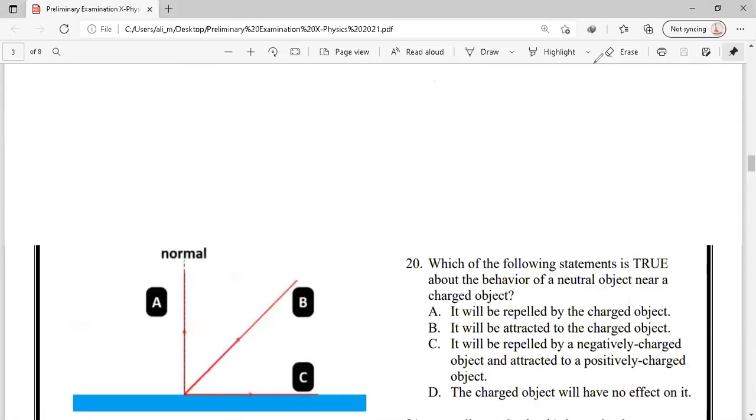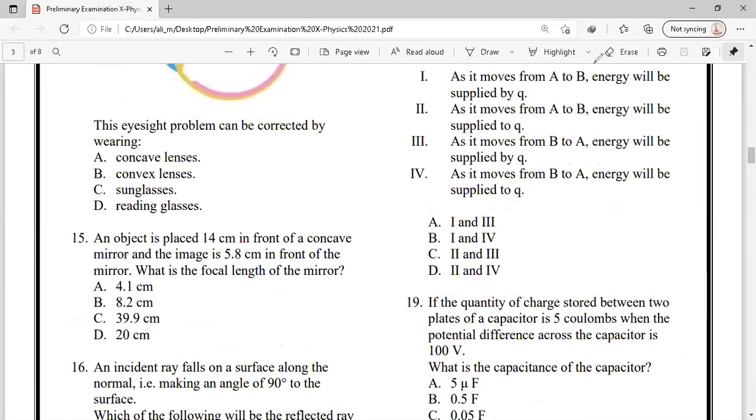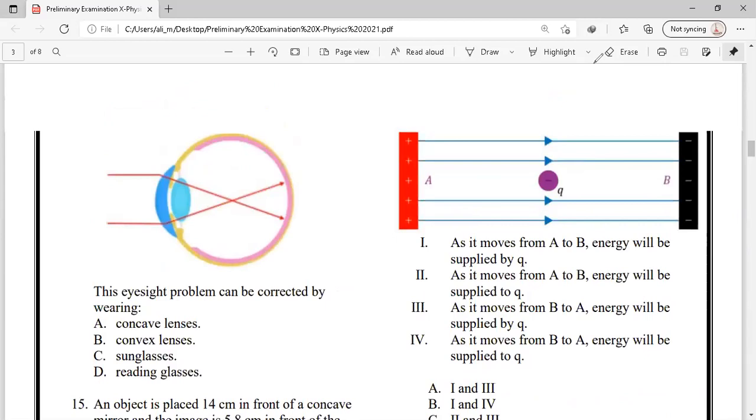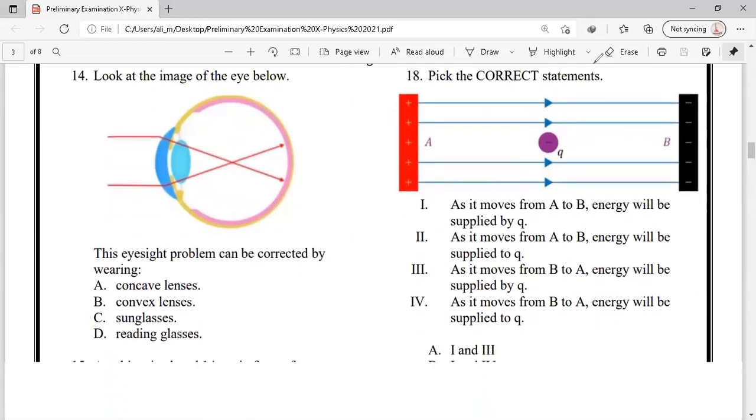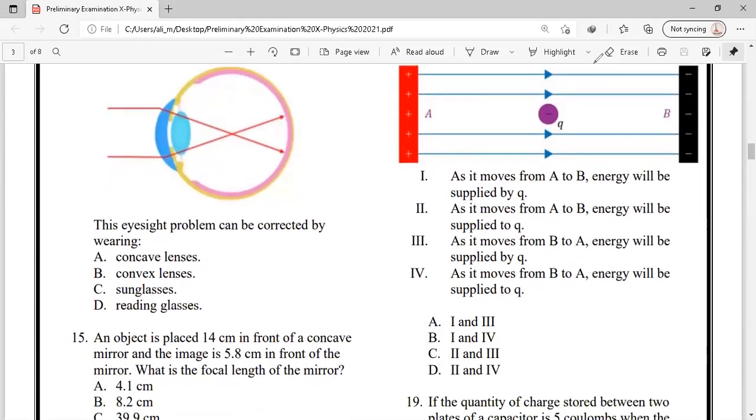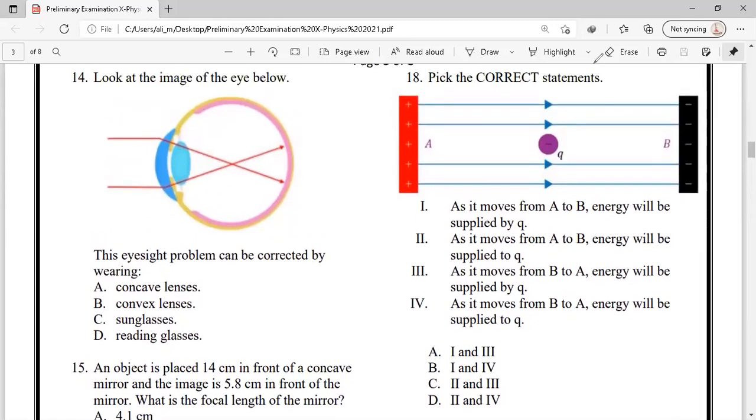Let's see question number 18. So this is our question number 18. Pick the correct statement. This is the diagram and we have to identify the correct statement. In this diagram, we have two oppositely charged plates A and B, and a positive charge Q present between them. The electric field lines are from plate A towards plate B.